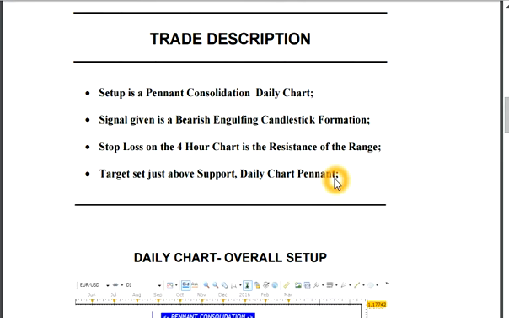The 4-hour chart is going to be used for the entry setup, and the consolidation setup and the downtrend line are the areas that are going to be used to place our stop loss. Stop loss is going to be placed above the resistance of the range, which is also above the downtrend line. So two strong areas to protect our trade and to use as our stop loss placement. Target for this trade is set just above the support boundary of the daily pennant.